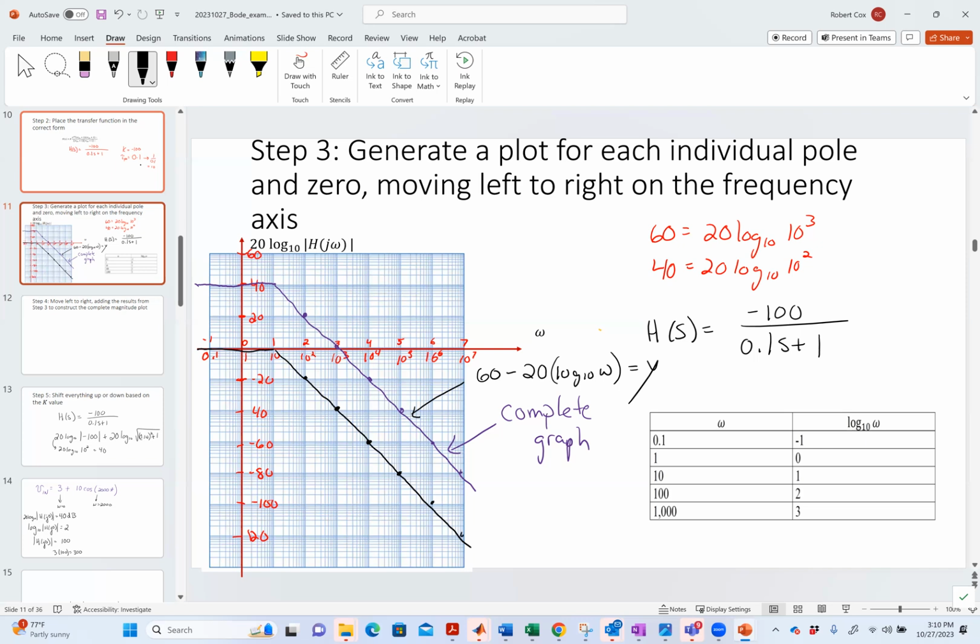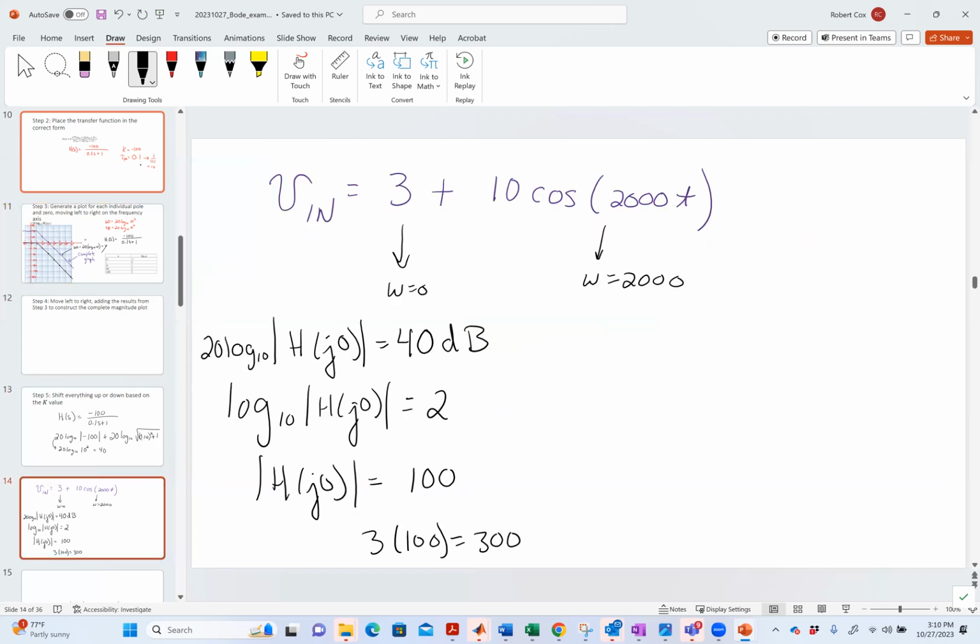All right. So what I can say is y equals 60 minus 20 log 10 of omega. And I could plug in log 10 of what? I would put in 2000. And I could solve for what the y value was. The y value would be the magnitude at that point. Now, that should hopefully be straightforward to figure out. That's what I would do.